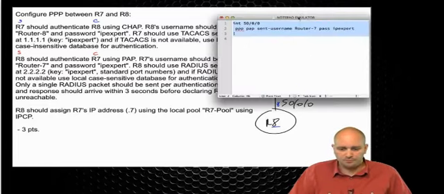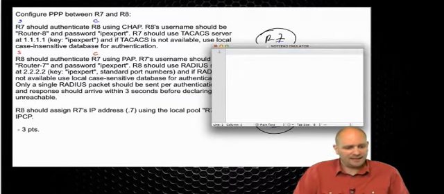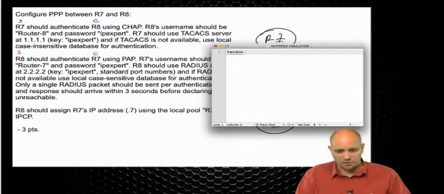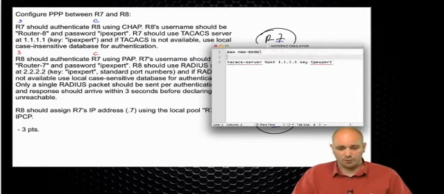So on R7 here, we are asked to authenticate R8 using CHAP. R8's username should be router8 and password IPexpert. And R7 should use the TACACS server at 1.1.1.1. So let's start there. I'm just going to say tacacs-server host 1.1.1.1 key IPexpert. Then obviously I know that for this I'm going to need aaa new-model. And then it says here, if TACACS is not available, use the local case-insensitive database.